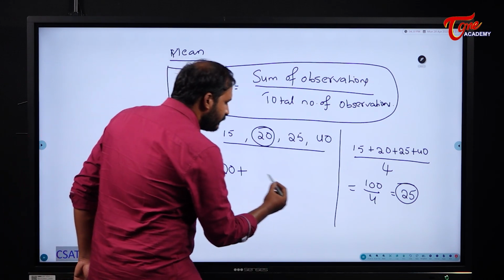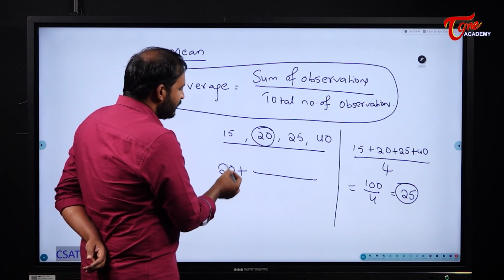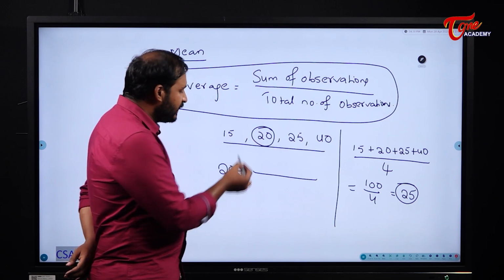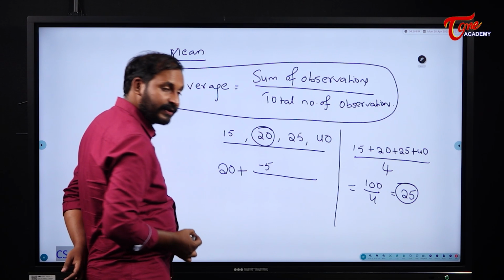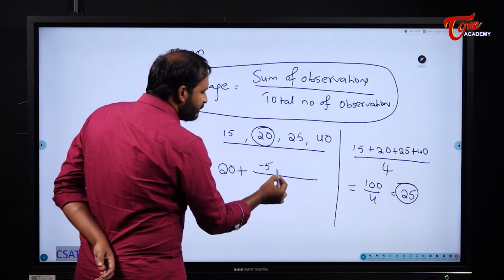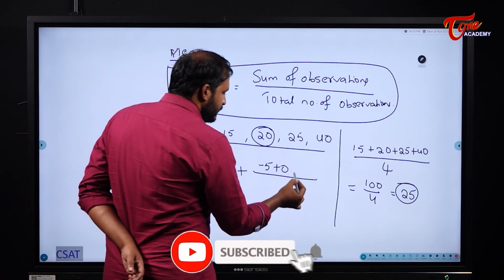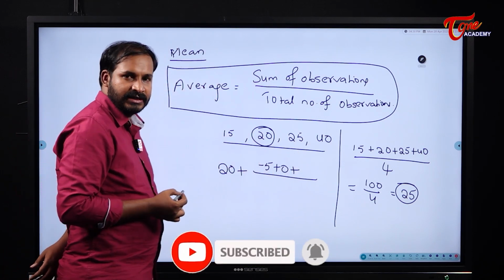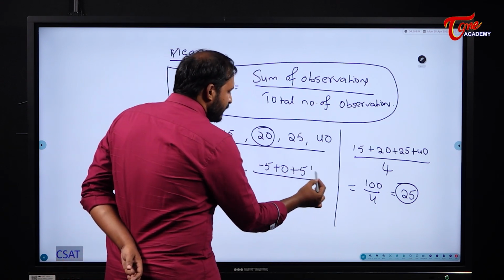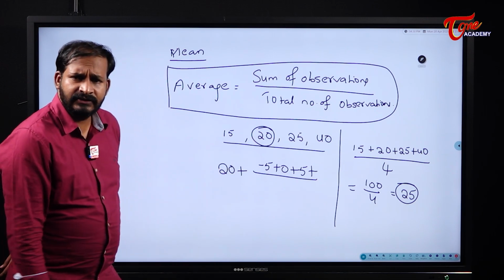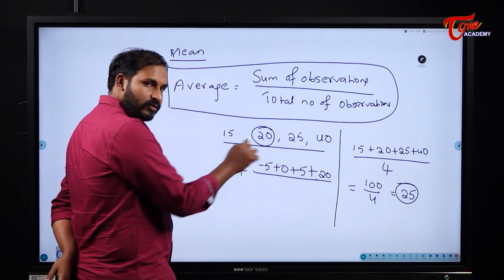Now what I am going to do here? Please observe. I will compare 15 with 20. 15 is less than 20 by how much? 5. So less, so I will take minus 5. When I compare 20 with 20, actually no need to write, but still I am writing 0. Plus, when I compare 25 with 20, 25 is more than 20 by 5. Similarly, 40 with 20, it is 20 more.